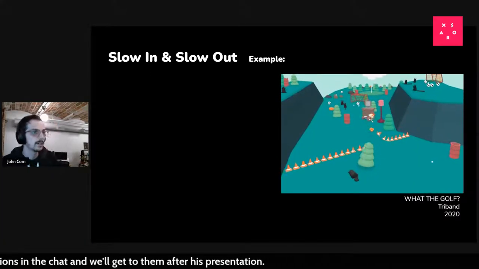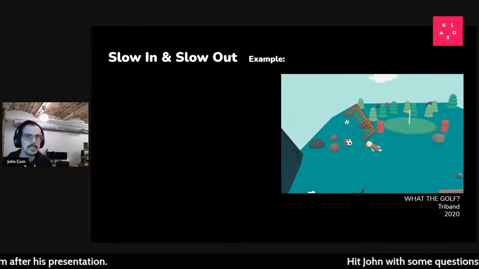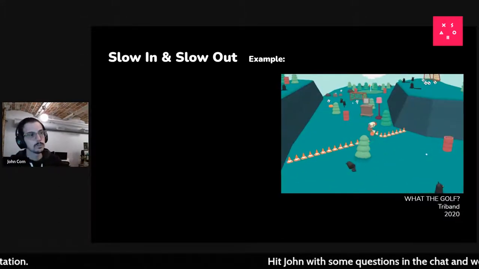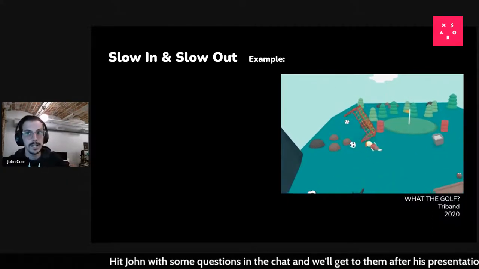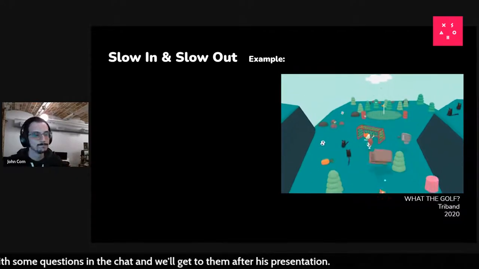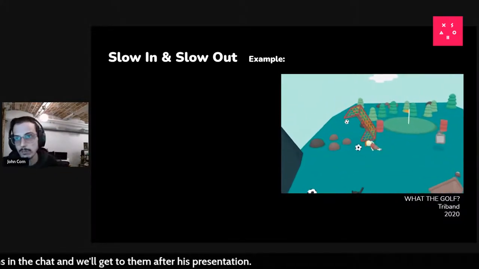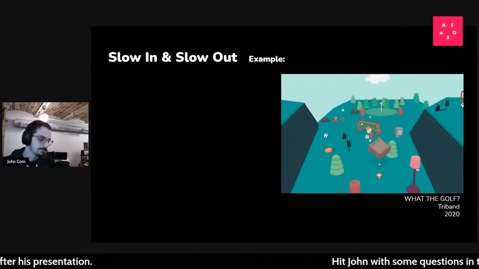And for this, we have What the Golf by Triband, 2020. There is that initial hard force when this player is moving initially. I mean, it's a hit force, but it kind of builds up some speed. The slow out happens though, right? It hits something, it slows down, it comes to an end.